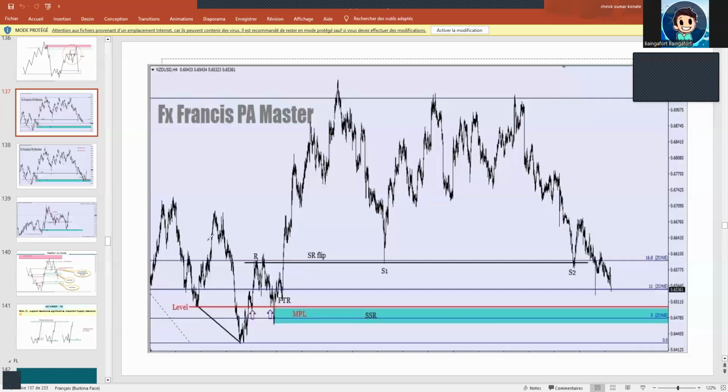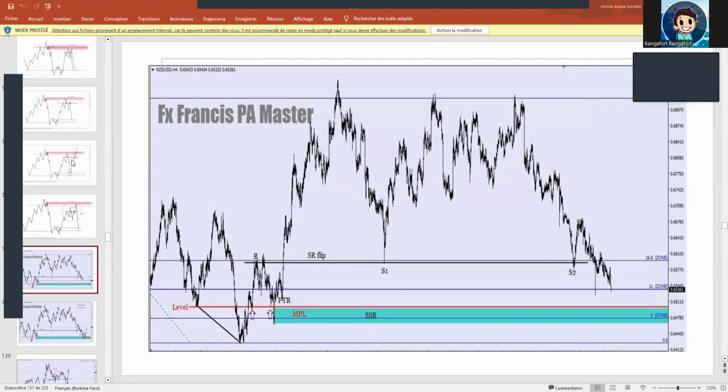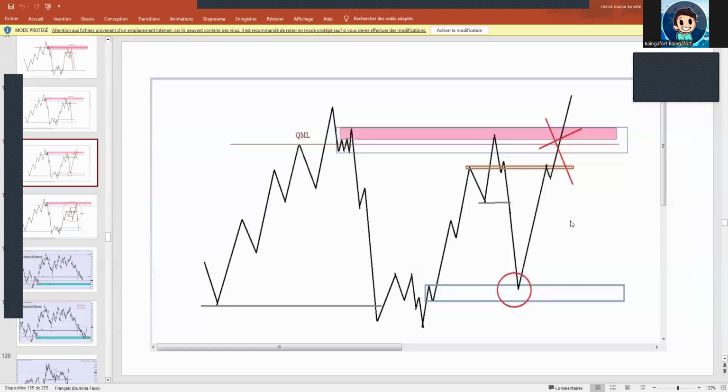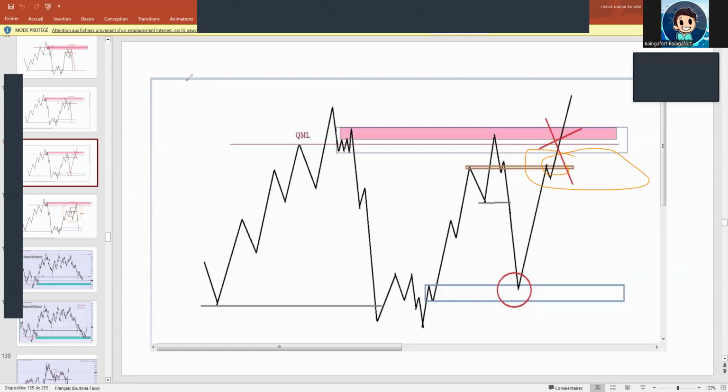Okay, sir. So, this one is a Quasimodo example. I told you last time, I think I already explained that. If the price already hit the target, you cannot take the trade here. You cannot take it here. Okay, cannot take it.